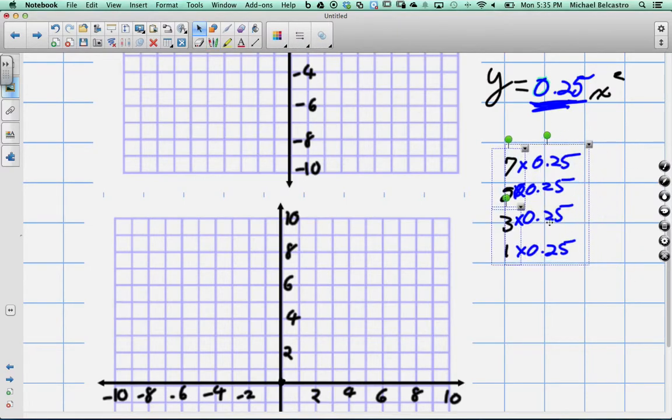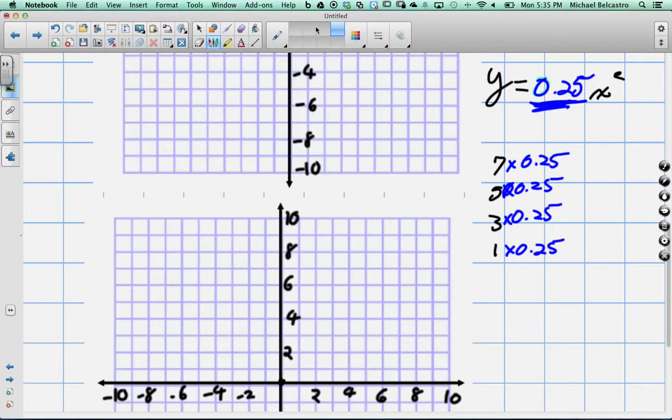Okay. So let's do 1 times 0.25. What's that going to give us? 1 times 0.25. 0.25. So what that says is we go over 1 and only up 0.25. So we'll estimate. It's about there. We go over 1, up 0.25. Okay. And then from there, what's 3 times 0.25? 0.75. So I got to go up 0.75. So I'll go over 1 from here. And actually, it'll take me right to here.